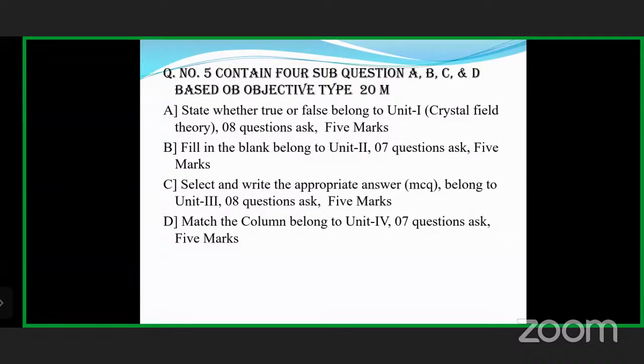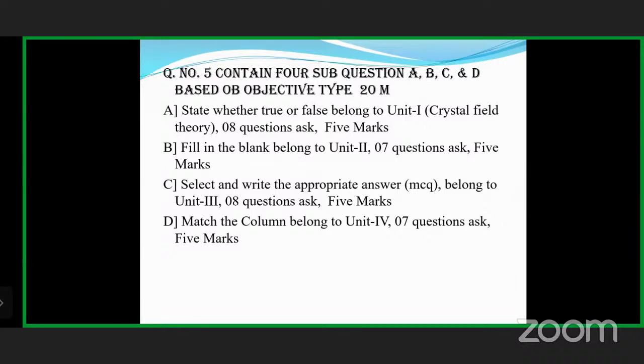Now the B sub question, that is fill in the blanks. You are provided the proper answer for the fill in the blank in the brackets. This fill in the blank sub question belongs to unit 2nd, and it carries a total of 7 fill in the blanks, and you have to solve any 5. It carries 5 marks. So here you have a choice again. Out of 7 you have to solve 5.